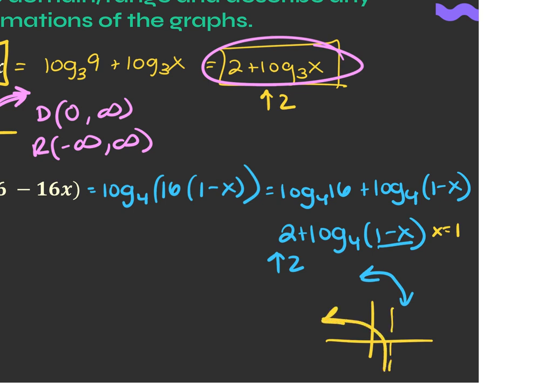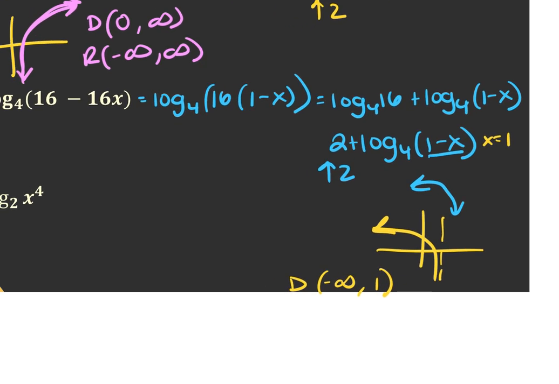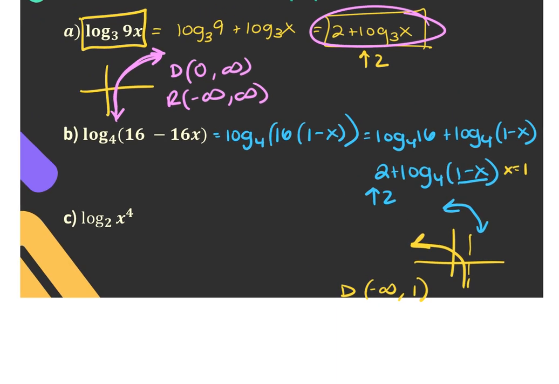What's the domain? Negative infinity to 1. What's the range? All real numbers. What about the plus 2? It shifts it up, but doesn't change my domain. Now, log base 2 of x to the 4th. Bump it to the front. So when we expand that, the exponent bumps to the front, and this becomes 4 log base 2 of x.